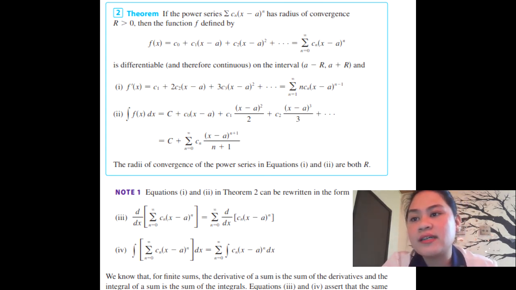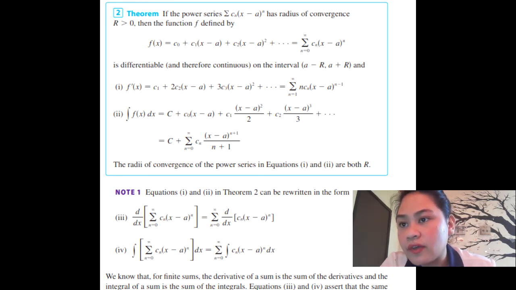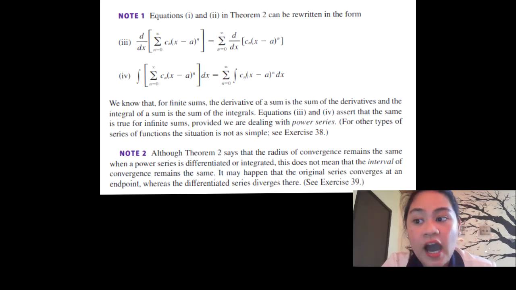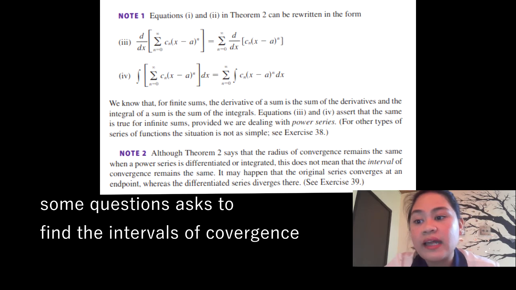If the power series, summation of c sub n times the quantity x minus a raised to n, has a radius of convergence r greater than 0, the radius, however, remains the same, but that does not mean the interval of convergence stays the same. Remember that. The radius of convergence stays the same as stated here in Theorem 2, and the interval of convergence, however, does not necessarily remain the same, meaning it is prone to changes. That is why we have to check it.